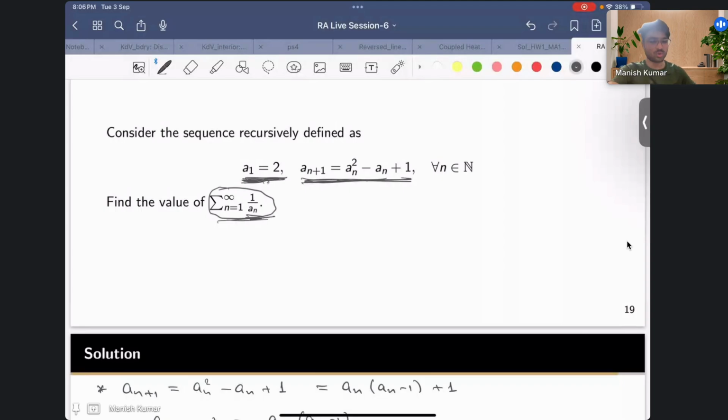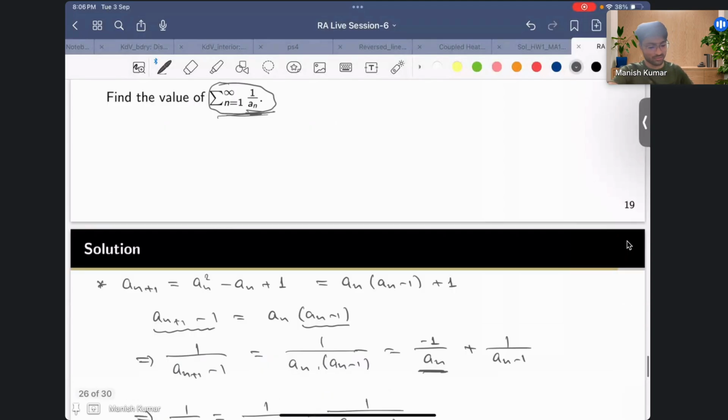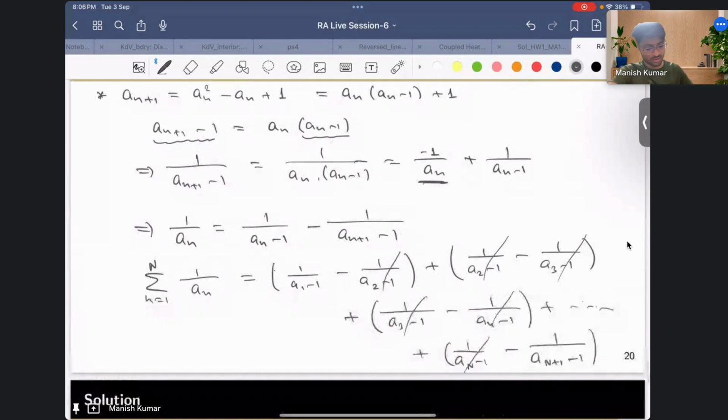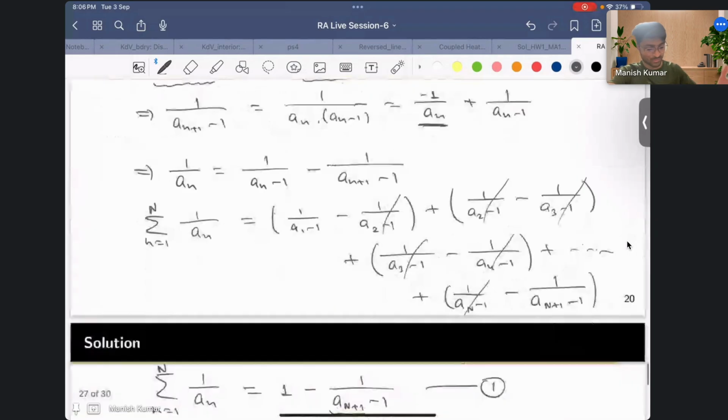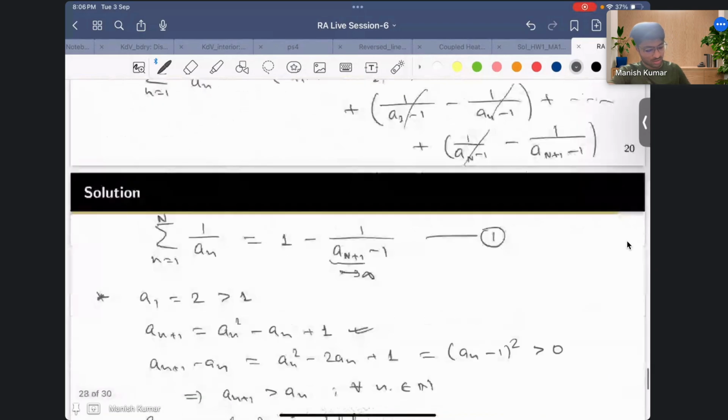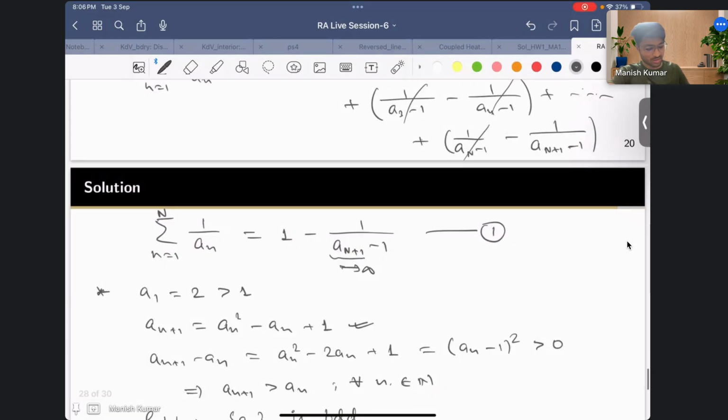So till here everything is like the previous one: we're just writing this one by n in terms of n plus 1. We get this telescopic series sum, then we have to pass the limit. Now to pass the limit we have to know where it converges.